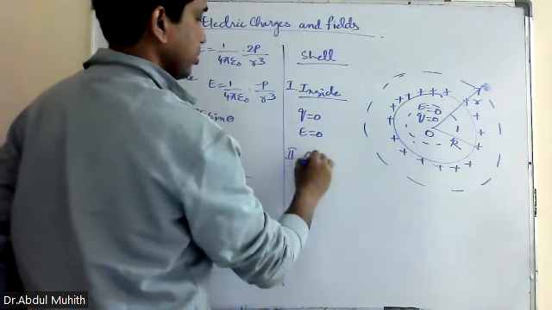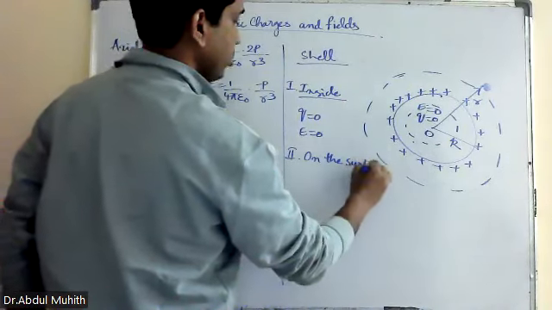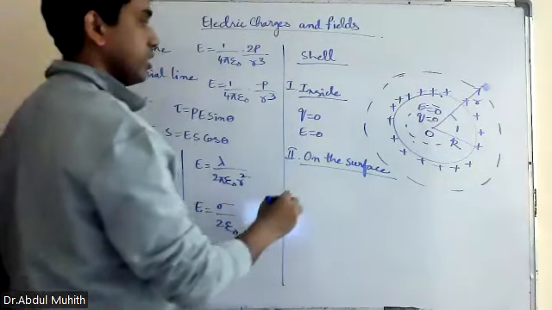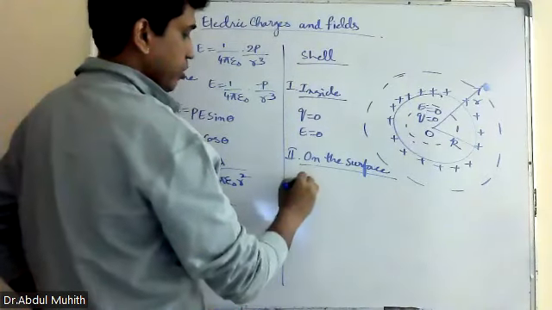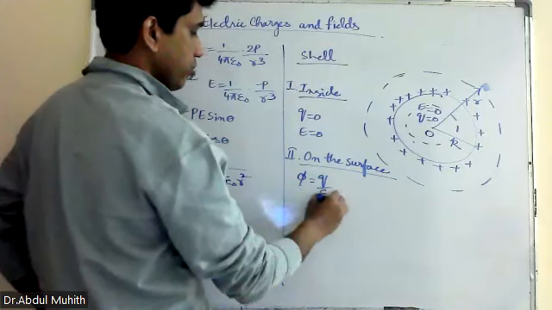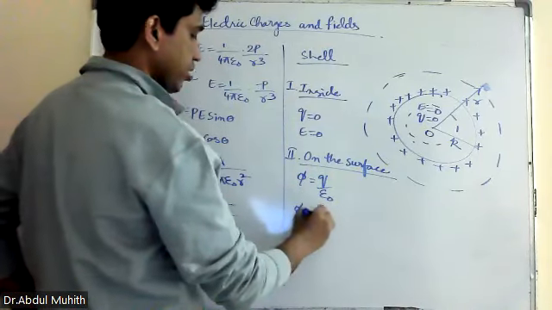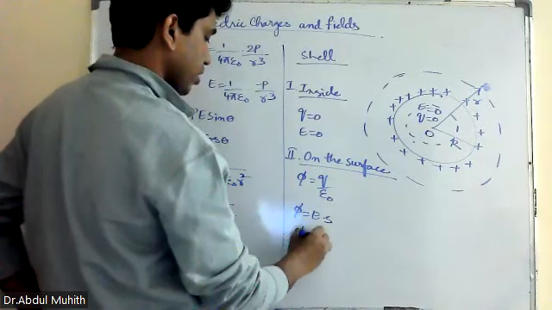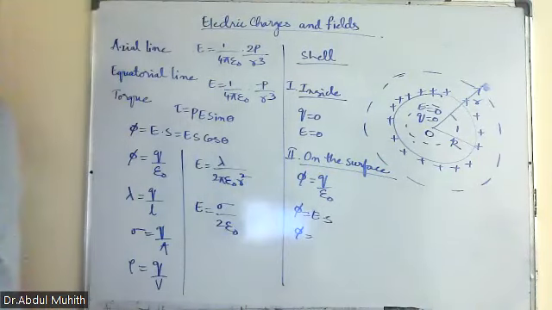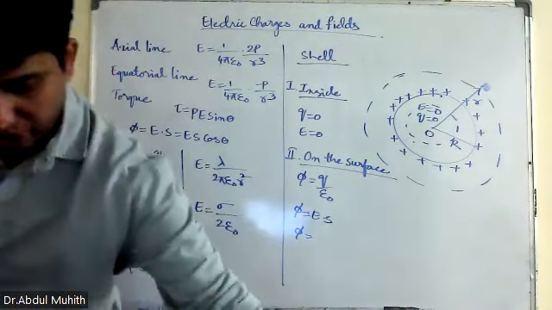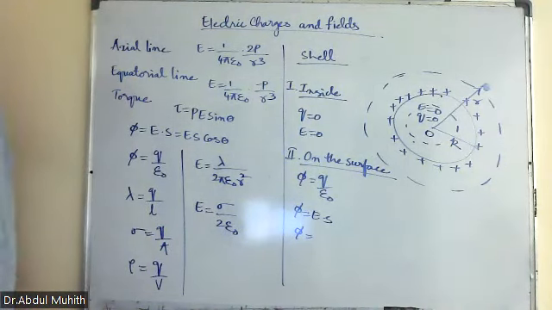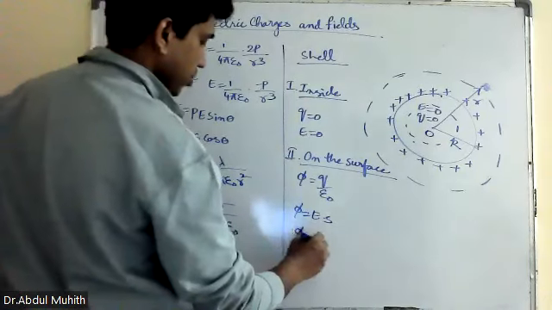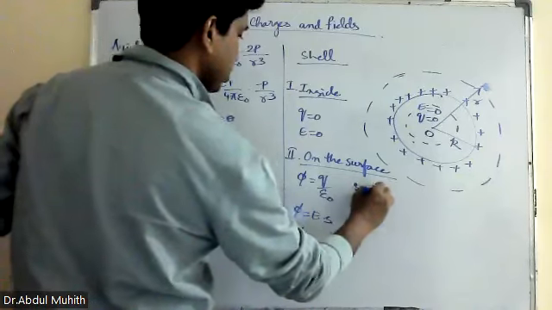Second one, on the surface. Here capital R is the radius on the surface. We have the formula phi is equal to Q by epsilon 0, which comes from Gauss law, and the second formula phi is equal to E dot S. What is the surface area of the sphere? The surface area of the sphere is 4 pi r square.